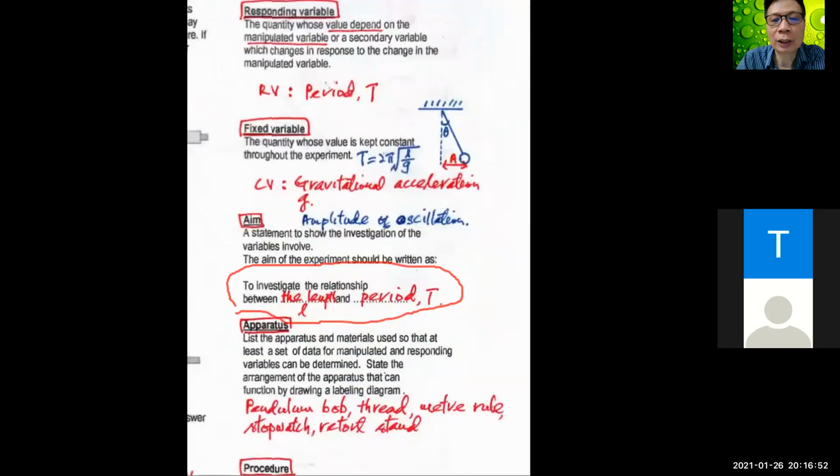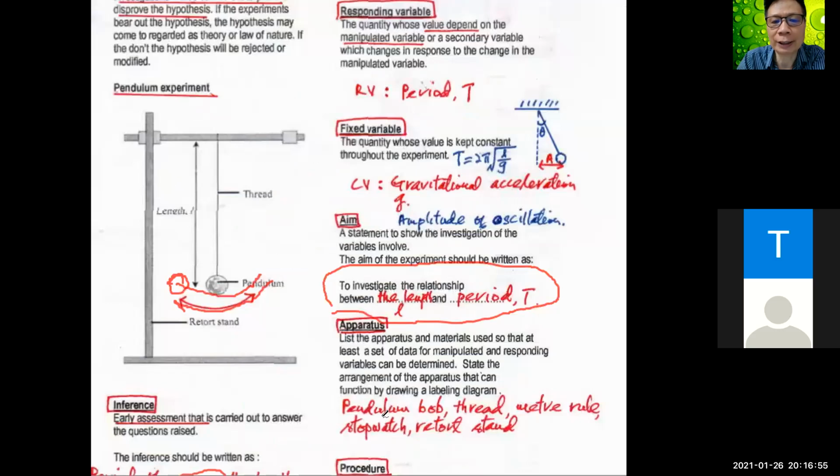In this experiment, the apparatus is pendulum bob, this ball. Okay, thread, 绳子. Okay, meter rule. Why do you need the meter rule? To measure the length. Yes, correct. To measure the length of the thread, you need to change 100 cm, 80 cm, 70 cm. Every time you change, you need the ruler, right?